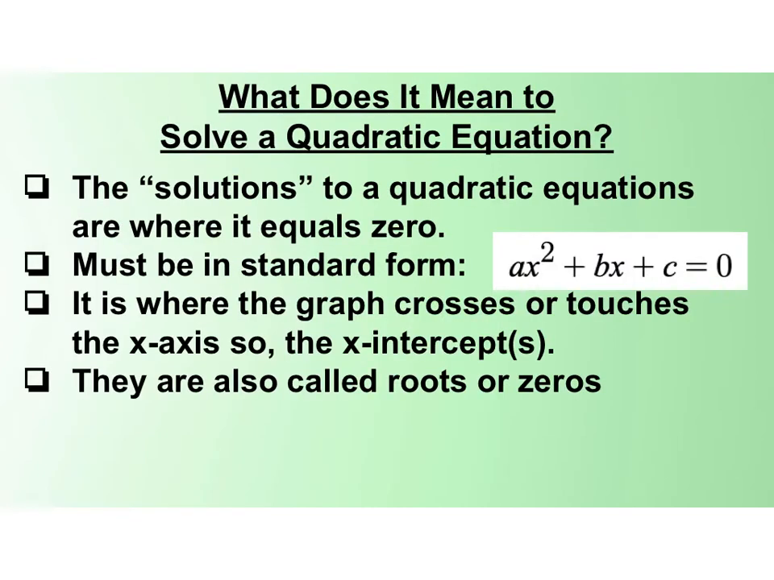And what does it mean to solve a quadratic equation? Well, the solutions to a quadratic equation are where it equals 0, and that would be on the graph. So notice this is set to 0; if it's not already set to 0, it should be. It should be in standard form, which means you start with the x squared, then the x to the 1, and then the constant. And you're looking for where the graph crosses or touches the x-axis, so those x-intercepts. These would be the solutions. They can also be called roots or zeros.